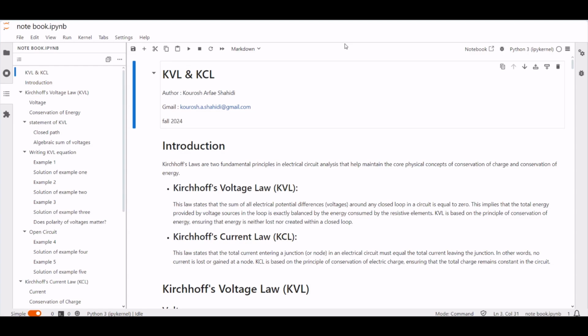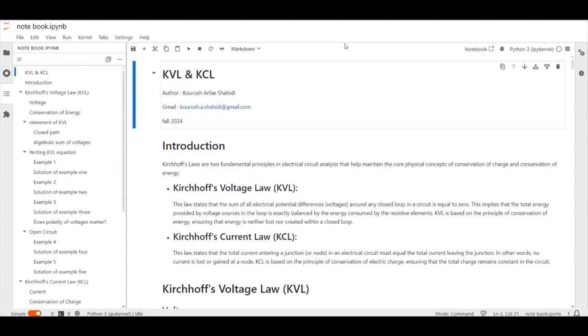This implies that the total energy provided by voltage sources in the loop is exactly balanced by the energy consumed by the resistive elements. KVL is based on the principle of conservation of energy, ensuring that the energy is neither lost nor created within a closed loop.